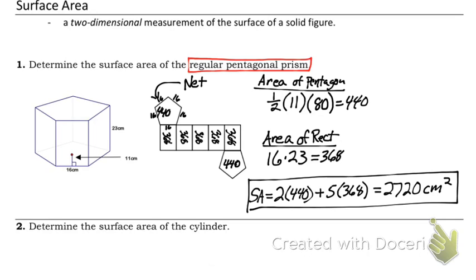2,720 centimeters squared. So once again, to find our surface area, we just break everything down into all of our two-dimensional objects that make it up and come up with the areas for each of those objects.